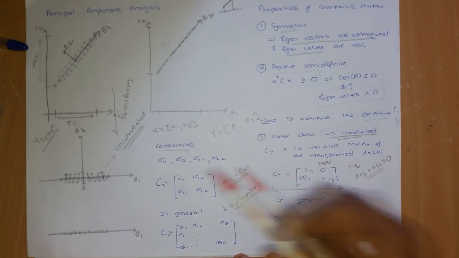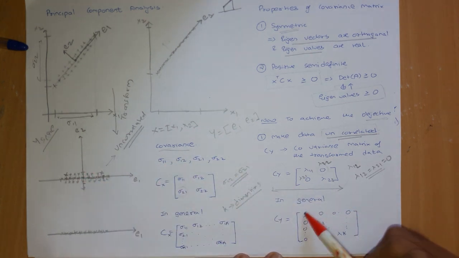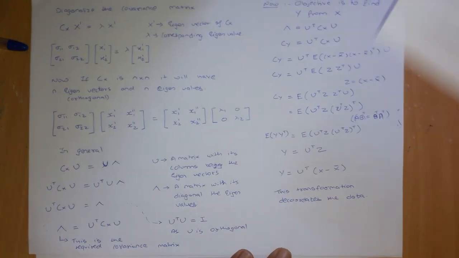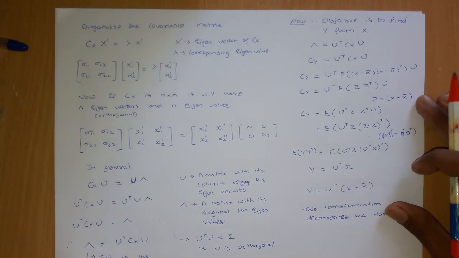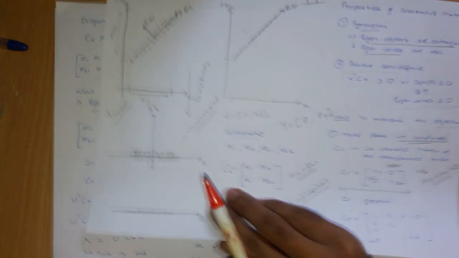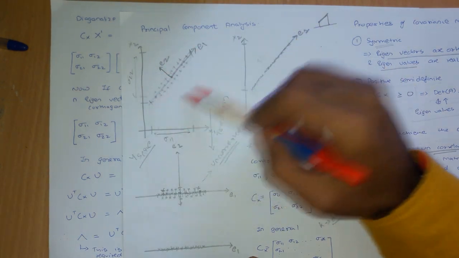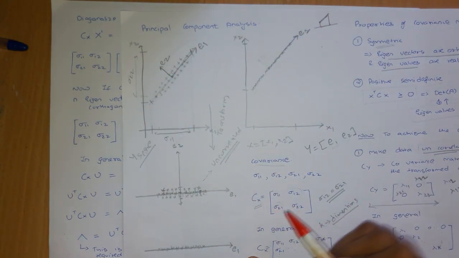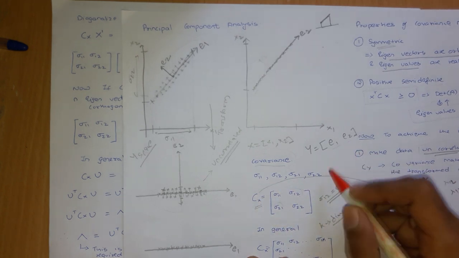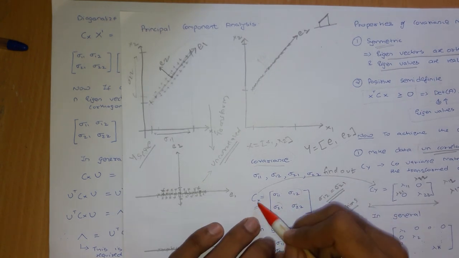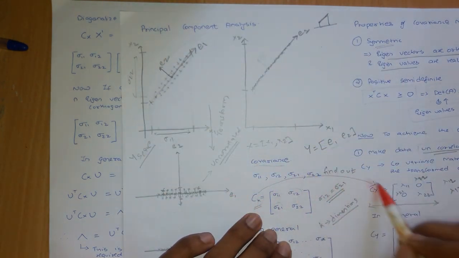So this was for two-dimensional data. In general, it should be just a diagonal matrix with all zeros over here and all zeros over here. That is the actual task that we want. In order to do this, we have the covariance matrix of x, Cx, because we have the data. Now from Cx we'll find Cy.